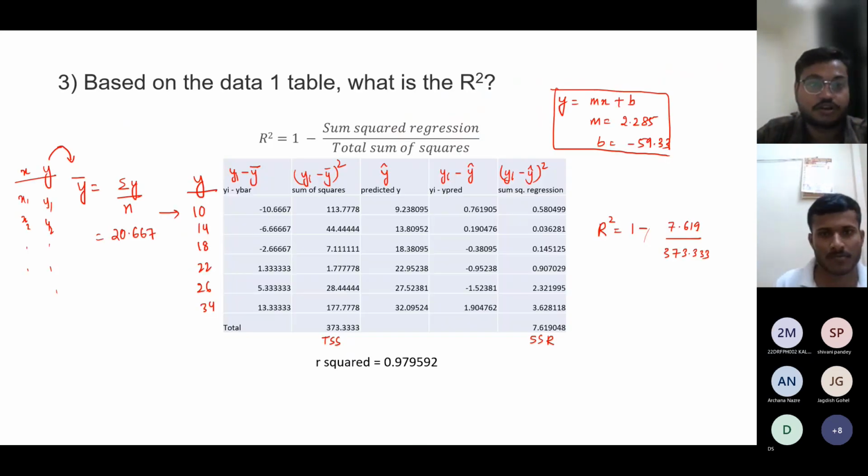So basically in the third, we calculated the R square value, which is 1 minus the sum of squares of residuals divided by the total sum of squares. For the total sum of squares, we take yi minus y bar whole square. For the sum of squares of residuals, we take yi minus y predicted whole square.